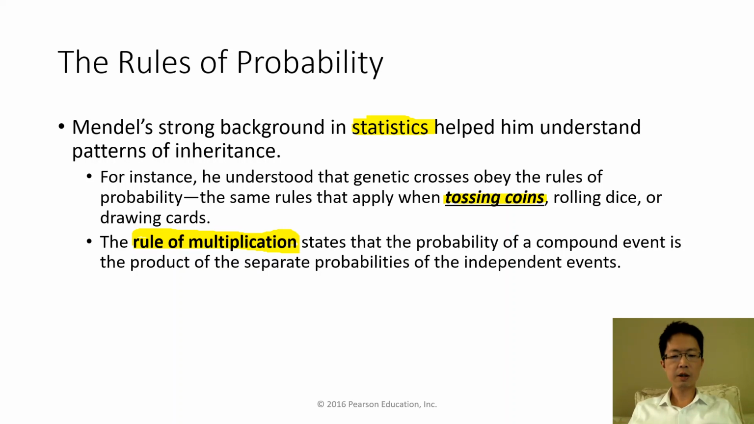So what does it mean? The probability of an event is the product of the separate probabilities of the independent events. So basically, after we cross, after we multiply, the probability becomes smaller. That's the rule of multiplication. Let's take a look at a real example in the next slide.